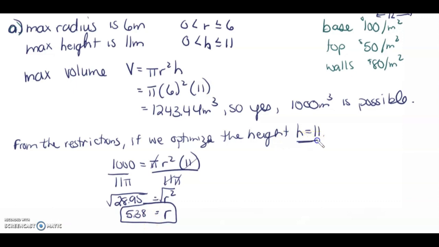So if we optimize the height, the smallest possible radius that we can use to achieve that 1,000 meters cubed of volume is 5.38. So our actual domain for the radius is 5.38 to 6, specifically to satisfy that 1,000. Up here, we can say that in general any cylinder with a radius between 0 and 6, including 6, is going to be able to fit into the warehouse. But down here, for the optimization portion, if we have a height of 11, this is what we get for the radius.